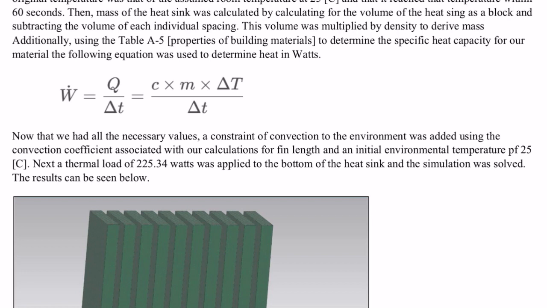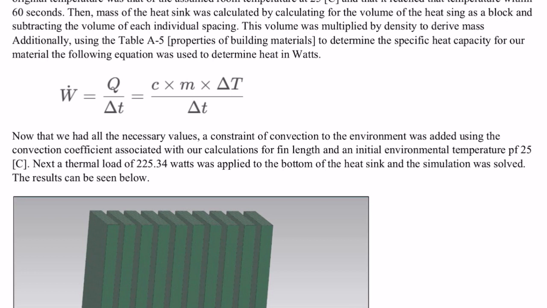Secondly, I assigned a constraint of convection to the environment, with the environment ambient temperature being 25 degrees C, or room temperature, which is what we use for our project. And the convection coefficient was the one that Roberto got from his calculations. And then when it came to assigning the load, this is where I had the most trouble, because it's really strict with what you can do to assign a load.